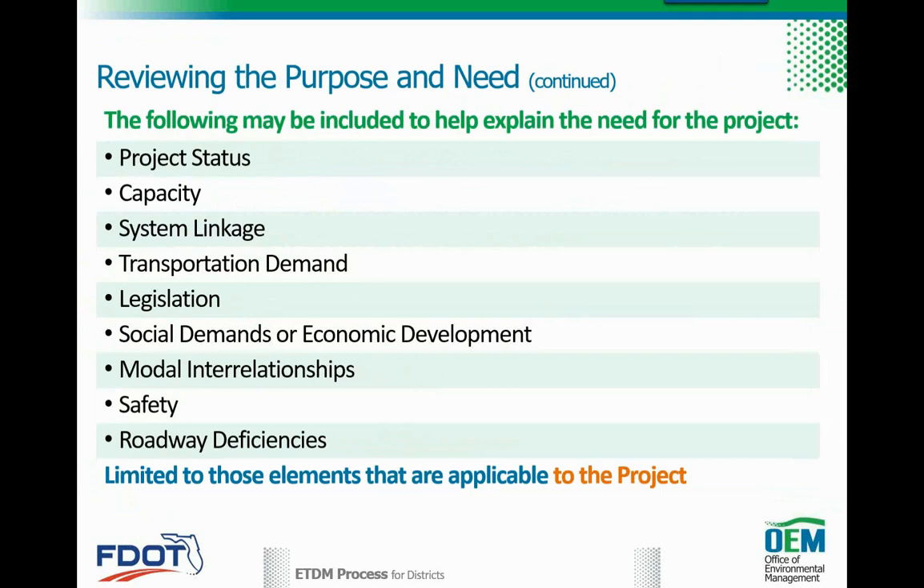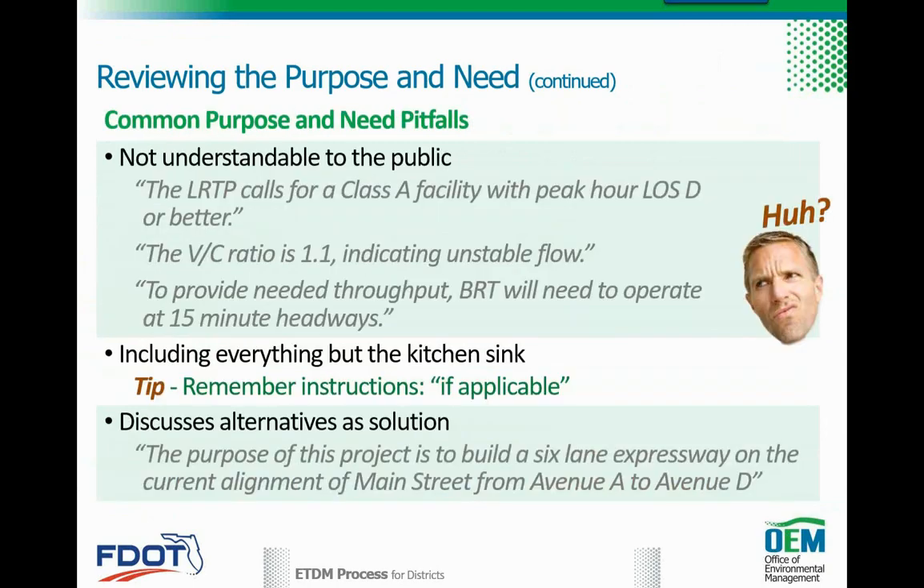Another thing that we've been discussing for quite some time that folks are looking at is we want to make sure that we're really thinking about the uniqueness of the project that's going out. Not all elements are applicable to every project. So what are the elements that are relevant to this project, and how are we providing details to support that? When they're reviewing the purpose and need, we want to make sure that it's understandable to the public, that we only do the things that are applicable, and that we discuss how the alternatives solve the issue as well.